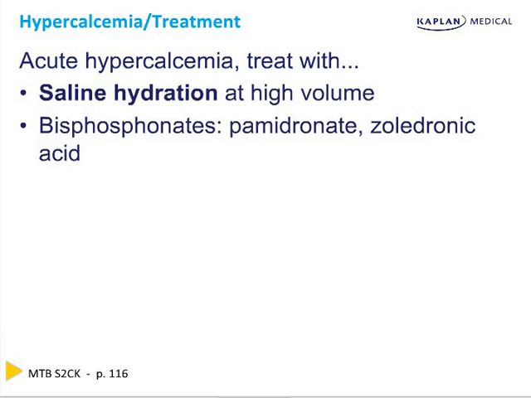Bisphosphonates such as pamidronate and zoledronic acid: pamidronate has simply become the bisphosphonate that we use most frequently in acute symptomatic hypercalcemia. You could use any of them, it's a class effect. But if you have to choose one single one, pamidronate is the one, followed by zoledronic acid.